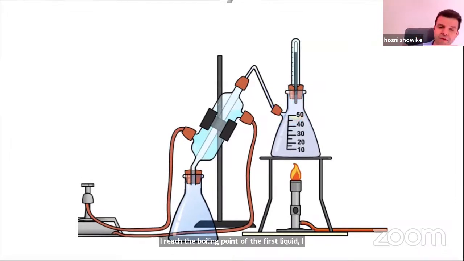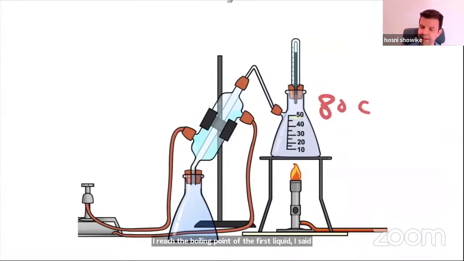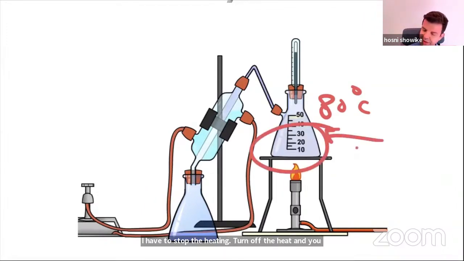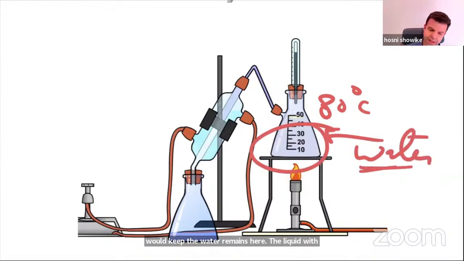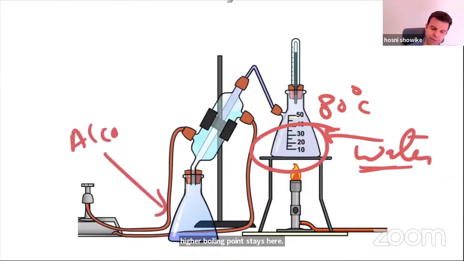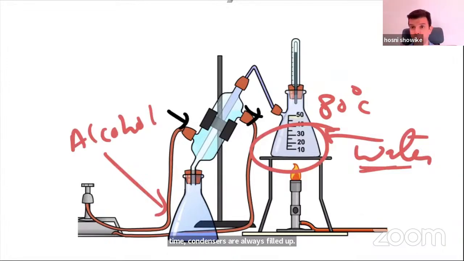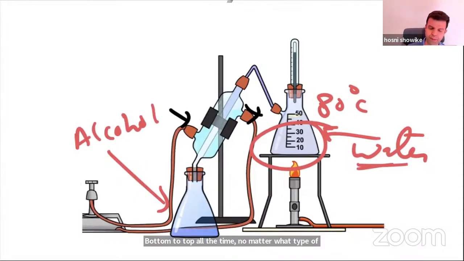I said, if the liquid was alcohol, then you wait at 80 or 78, and you find your alcohol starts to drip here, okay? Before I reach 90 or 95, near 100, what do I have to do? I have to stop the heating, turn off the heat, and the water remains here. The liquid with higher boiling point stays here, and the alcohol goes to the other end. Just like last time, condensers are always filled up bottom to top, no matter what type of condensation or distillation you are trying to do, okay?